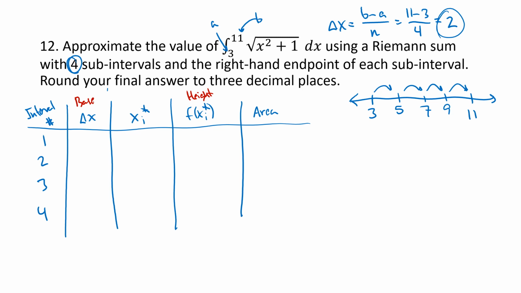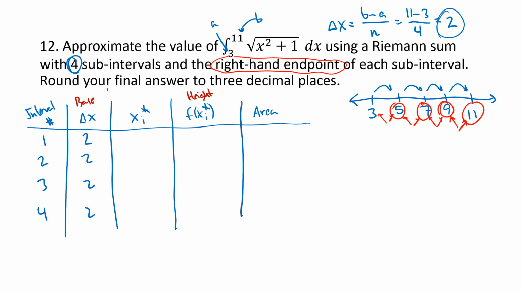Now they're telling me to use the delta x is 2 at each time, and they're telling me to use the right-hand endpoint of each subinterval, which means I'm going to use between 3 and 5, I'm going to pick the 5. Between 5 and 7, I'm going to pick the 7. Between 7 and 9, I'm going to pick the 9. Between 9 and 11, I'm picking the 11. So I'm picking the one that's on the right.